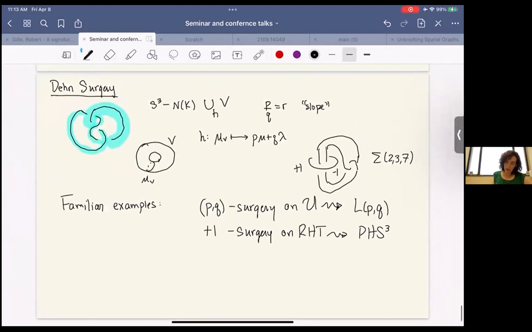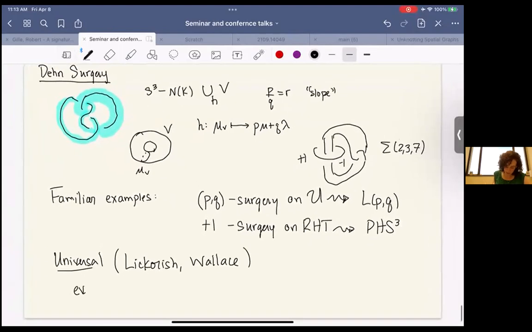So it's not unique, but it is a significant construction and it is a universal construction. So this is a cutting and pasting operation. So it's really good for things that you're going to be doing with cutting and pasting type strategies. So like if you were going to calculate homology using the Mayer-Vietoris sequence, it would work well for that. And it's universal in the sense that we have the Lickorish-Wallace theorem, which says that every closed and oriented three-manifold is obtained by surgery on some link. Perhaps of many components.